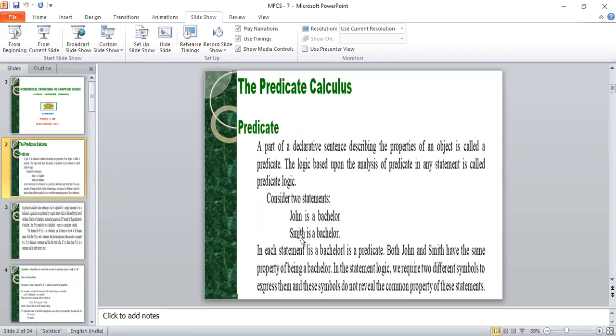Both John and Smith have the same property of being a bachelor. In propositional logic, we require two different symbols to express them, and these symbols do not reveal the common property of these statements.